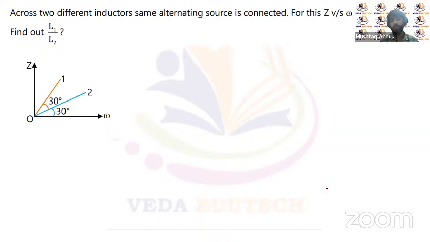Now let's discuss this last question with respect to the AC currents. Across two inductors, the same alternating source is connected. For this Z versus omega graph given, find out L1 upon L2. You can see here we have been given the graph between Z and omega, and we have to find the ratio between the two inductances of the two different inductors.